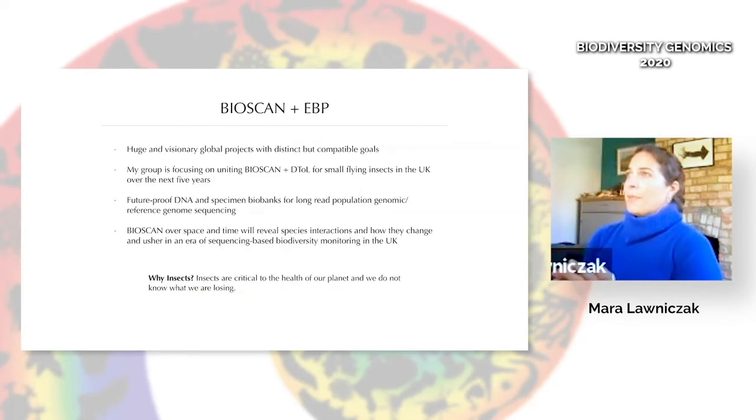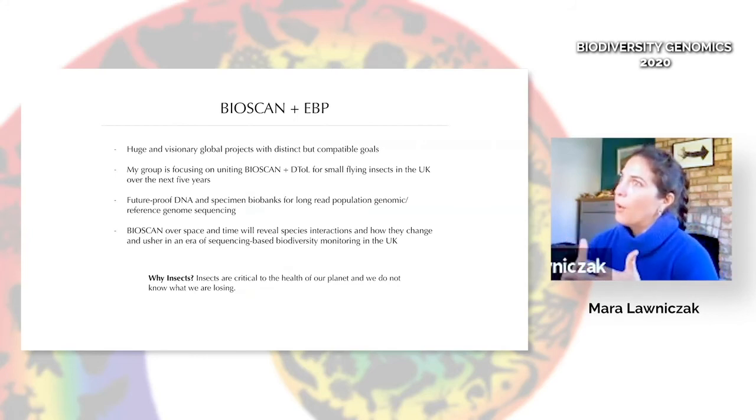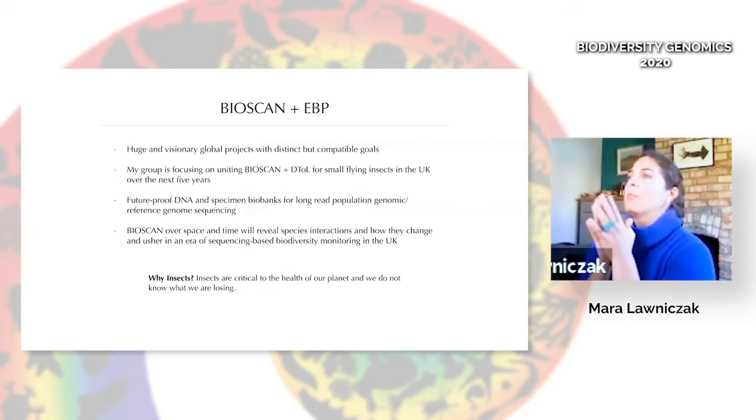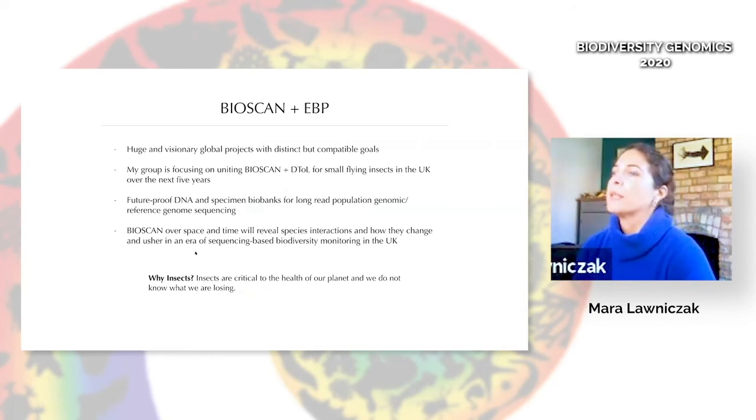So I just want to end on the note that these two huge global visionary projects, Bioscan and the Earth BioGenome Project, have distinct but compatible goals. And over the next few years, my group will be focusing on trying to find out where we can unite those two big projects for small flying insects in the UK. We want to future-proof our DNA and specimen biobanks for long-read population genomics and reference genome sequencing.